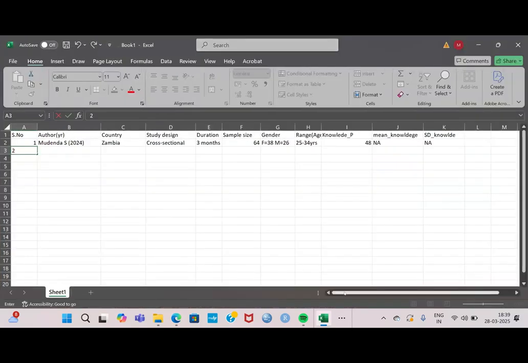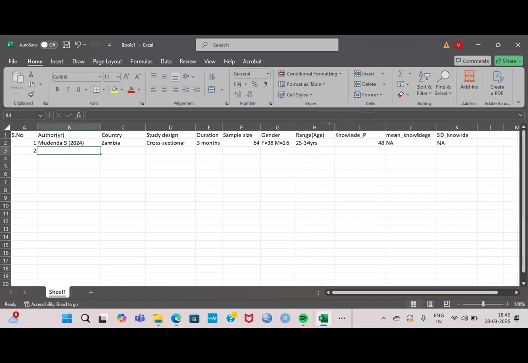So this is the Excel sheet we have made according to our research questions. First will be the author name and the year of publication, country, study design, what study design they have used. You can also put what kind of sampling technique they have used, like consecutive sampling technique, duration, total number of study durations, how many participants they have taken for the study, and we need to report female and male, and range. If they are giving the mean of the age, we can also report that. Otherwise we can give the range also.